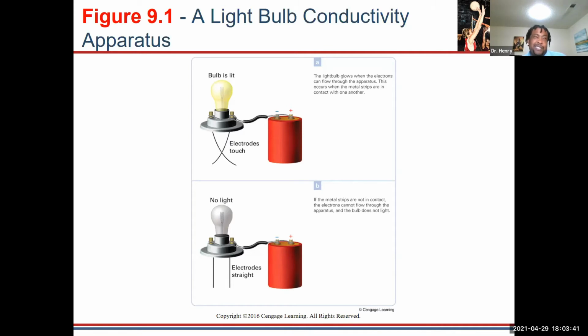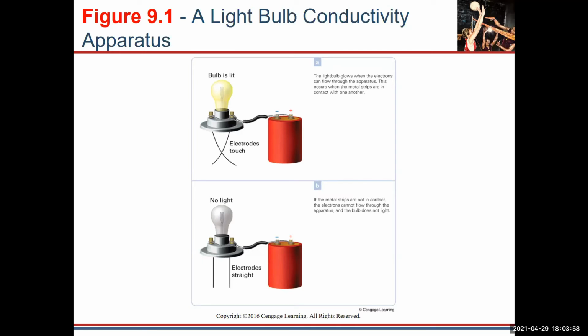Your light switch is basically doing it. When you have your light switch on, it puts a bridge so that the electricity can flow through. And when your light switch is off, it opens up that bridge so nothing can flow through. Okay, you see how that works?